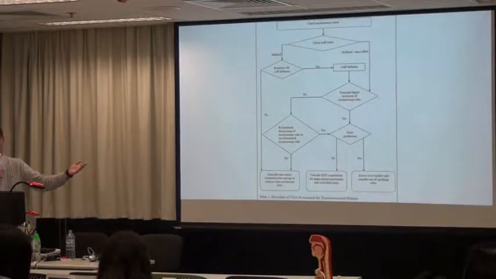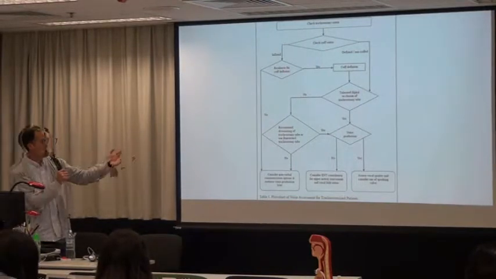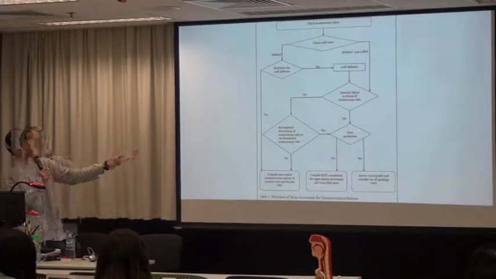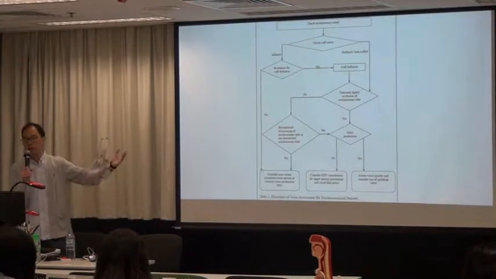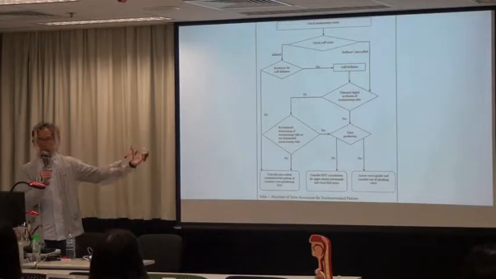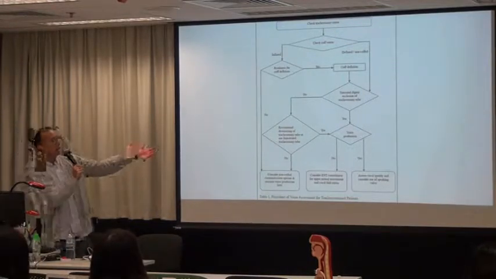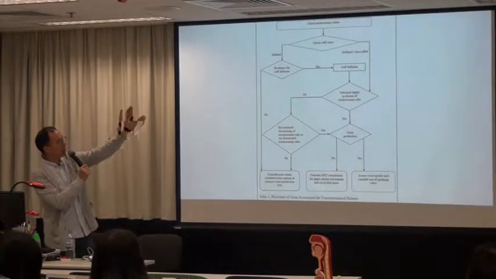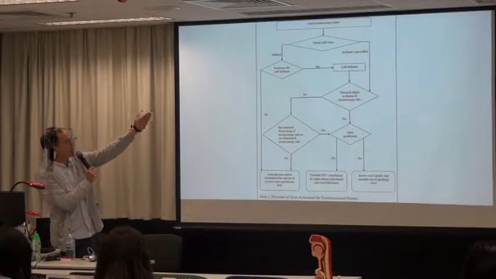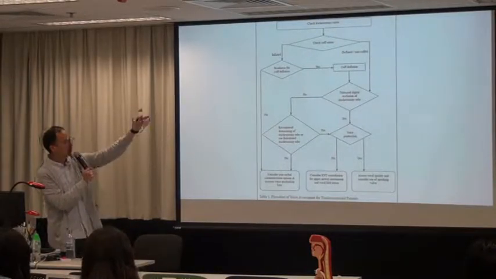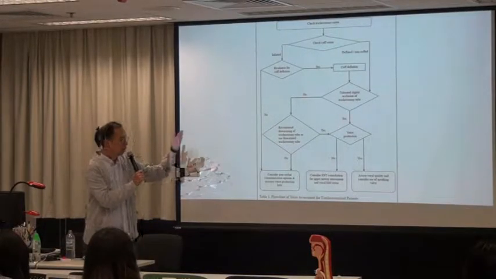I have this chart here. This chart is pretty much similar. I got this chart from one of the guidelines produced by a hospital authority. Basically, it's the same thing. Okay, check cuff deflation, check cuff status, deflate or non-cuff, and then tolerate digital occlusion, voice production.